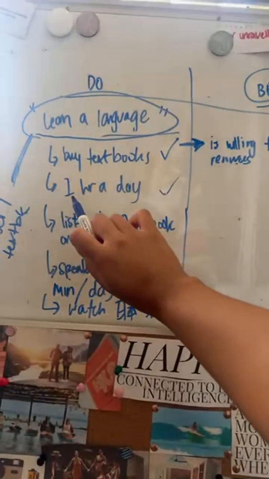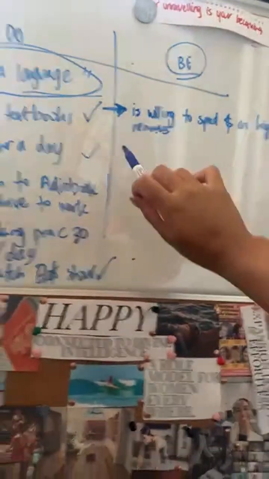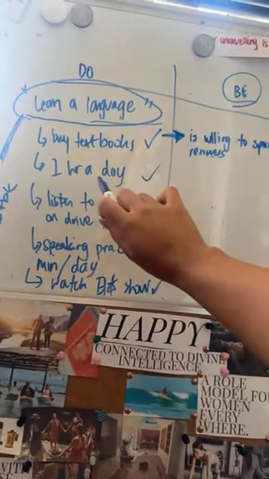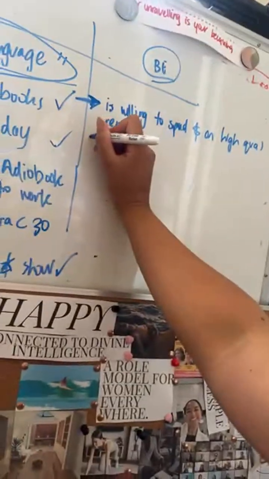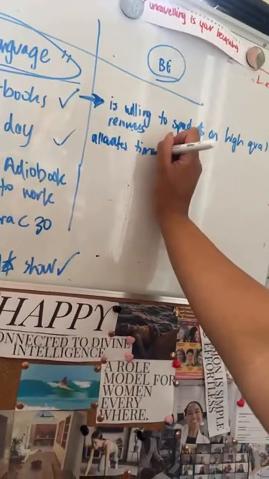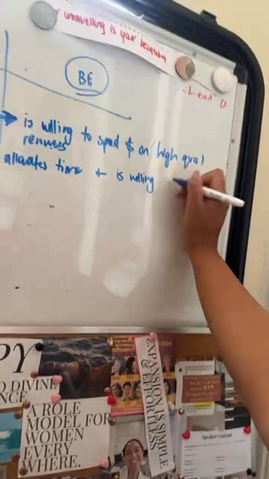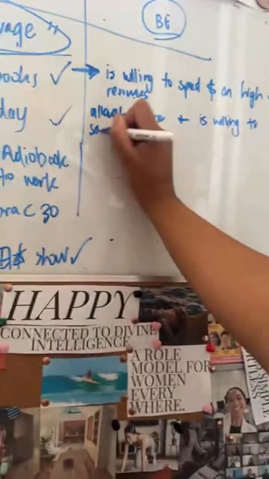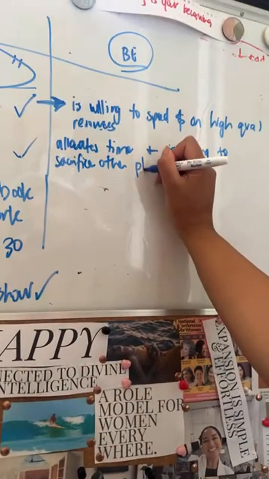So another one, I'm going to do an hour of learning a day. So the person I need to be to actually even achieve the 1 hour a day is someone who allocates time and is willing to sacrifice other pleasures.